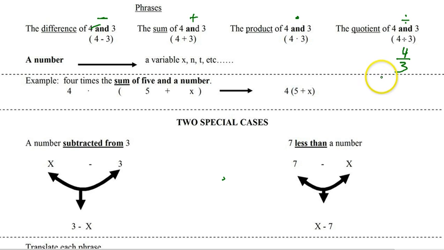But you want to think about it. If you see that word and it's between two things, go and find some word that's going to tell you what the operation is between those two values. So let's look at an example.